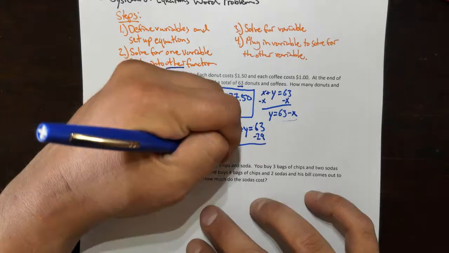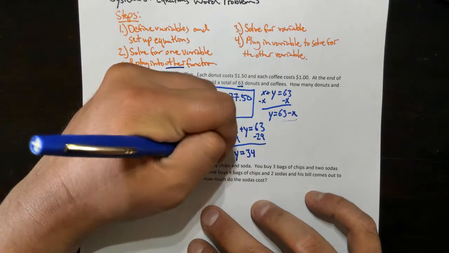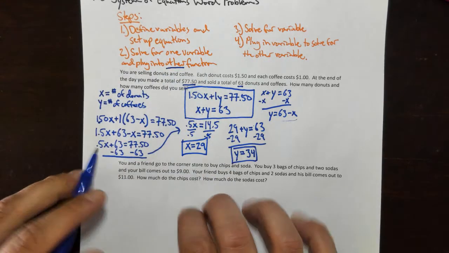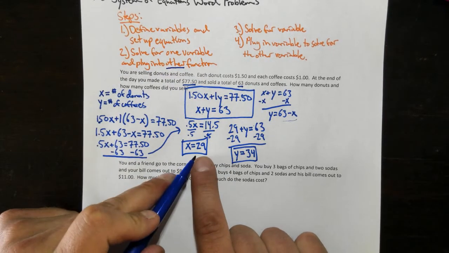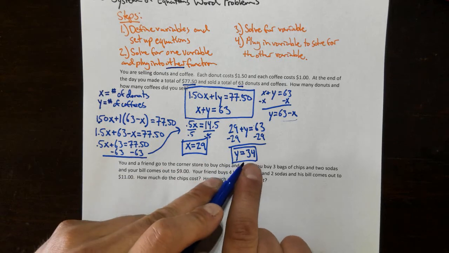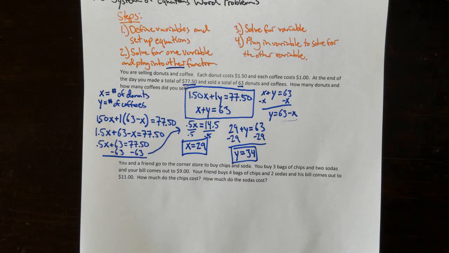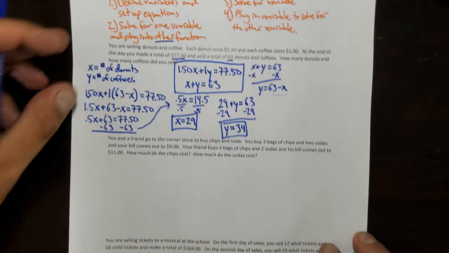I get y equals 34. So, how many donuts did we sell? 29. And how many coffees did we sell? 34. Awesome. Let's go on to the next example here.